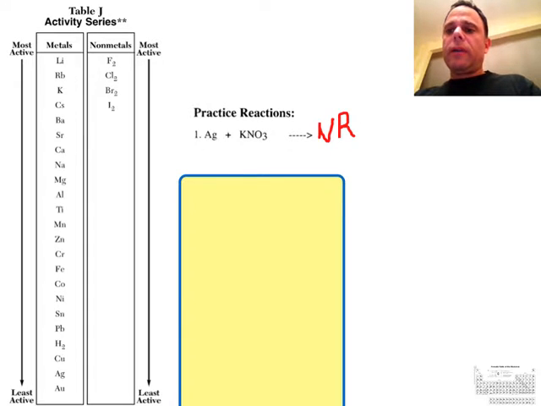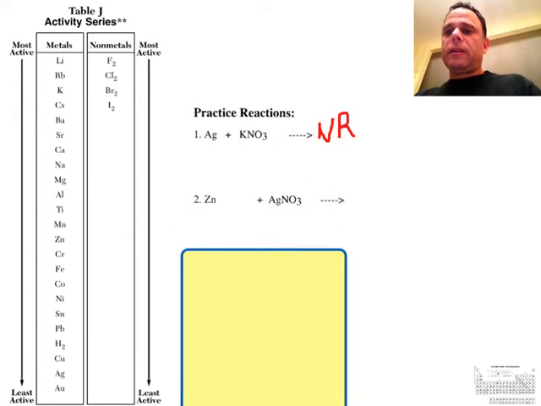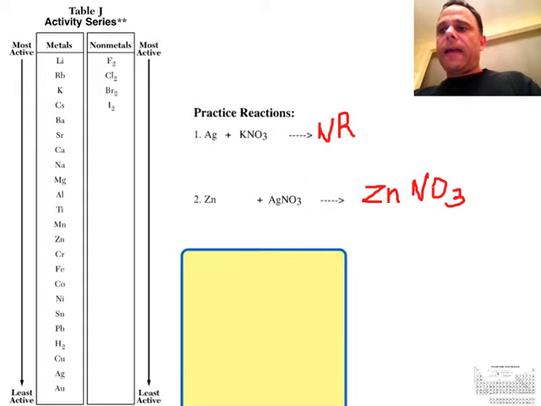All right, let's look at another. Zinc in combination with silver nitrate. Zinc, where are you? Zinc is right here, and silver again is right here. So zinc is more reactive and will take its place. So what will that look like? We have zinc nitrate, Zn(NO3), and free silver.